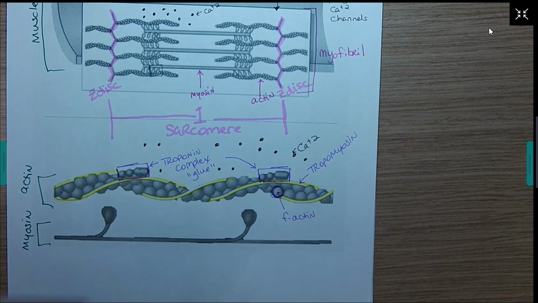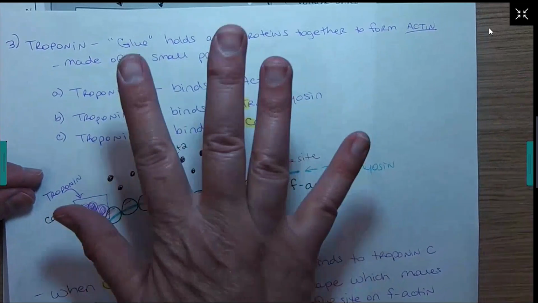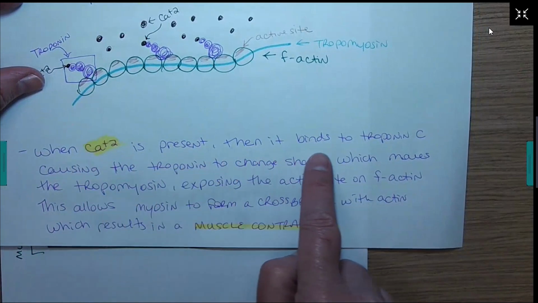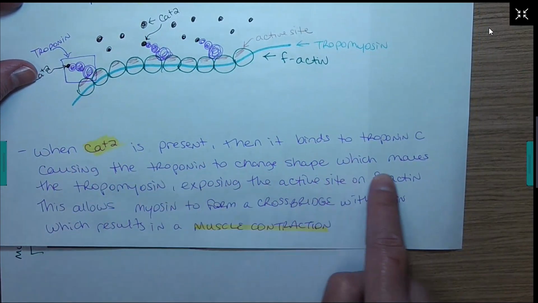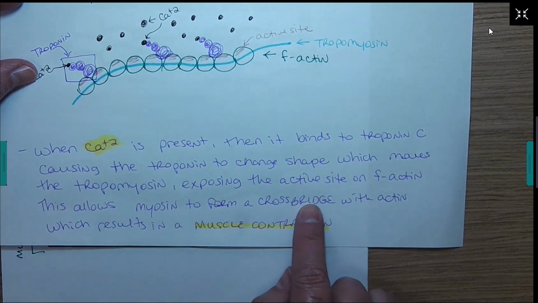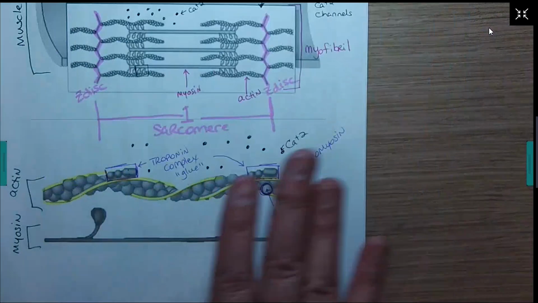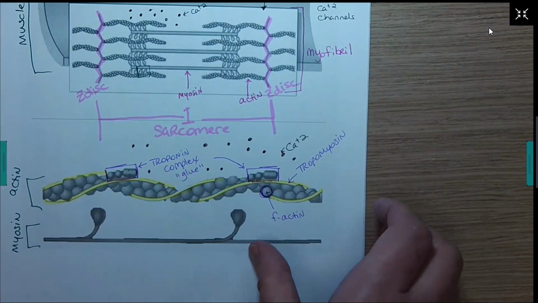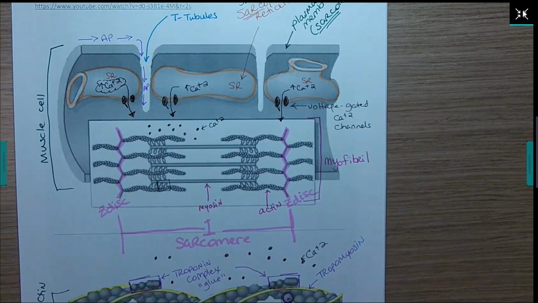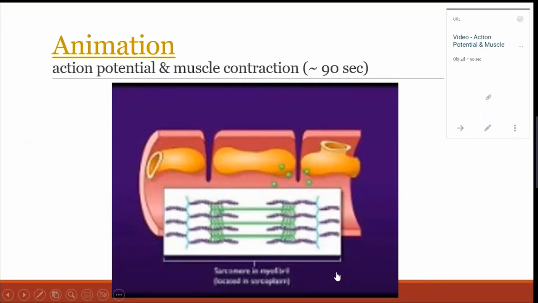If you're going, what on earth are you talking about? Remember what we did the other day when we were talking about the actin molecule? This was page 2 of the actin molecule. We wrote it all down. So when calcium shows up, it binds to troponin C, causing troponin to change shape, which moves the tropomyosin, exposing the active site on F-actin. This allows myosin to form a cross bridge, which results in a muscle contraction. We wrote that down last time, so I'm not writing it down here. So let's watch the video so we can see this in action, and hopefully it'll make a little more sense.